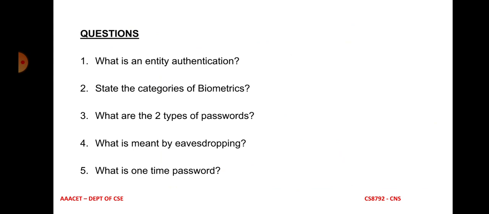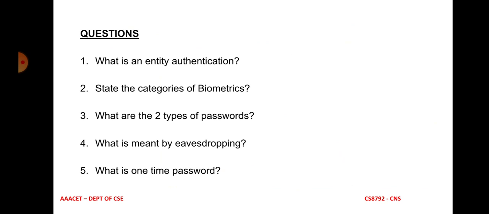So in entity authentication there are three techniques. One is biometric, password, and the last one is challenge response protocol. In biometric there are two types, physiological and behavioral. In physiological there are 4 types and in behavioral there are 5 types. Next one is password. In password there are two types, one is fixed password and the second one is one time password. Fixed password has some drawbacks, so they go with one time password. One time password may also have some disadvantages, but they are small drawbacks compared to fixed password. So what are the two types of password? Fixed password and one time password.